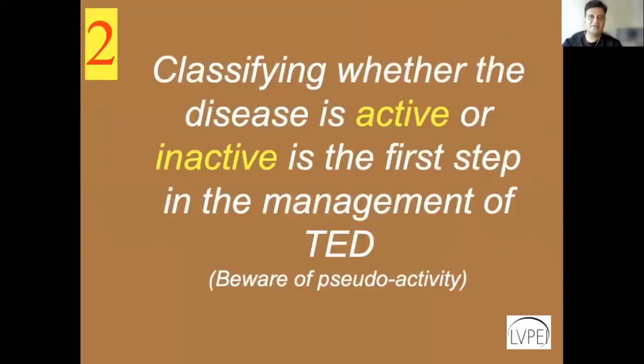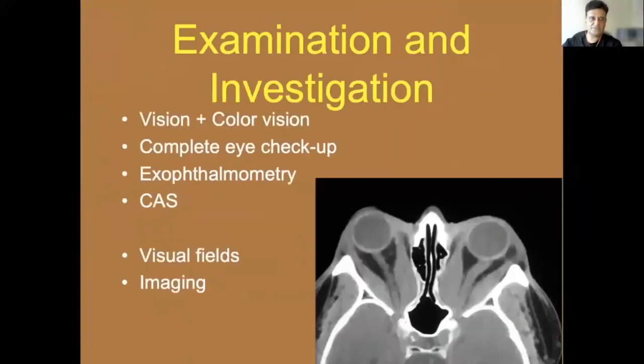So the next pointer is, classifying whether the disease is active or inactive is the first step in the management of thyroid eye disease. Talking about investigations, of course, we would examine the patient thoroughly: vision assessment and color vision, a complete eye checkup, exophthalmometry, and clinical activity scoring is routinely done in all patients for all visits. In addition, you might want to do visual fields and imaging.